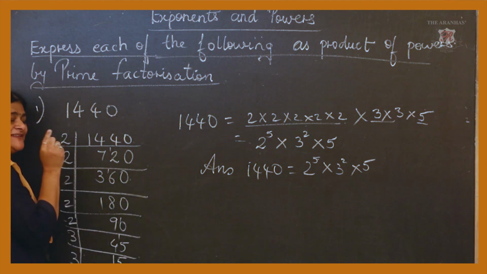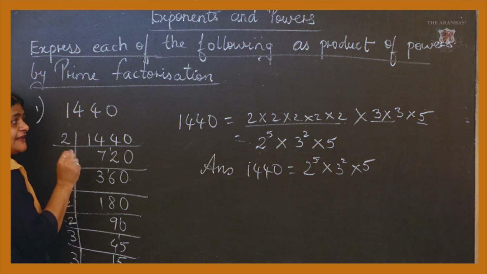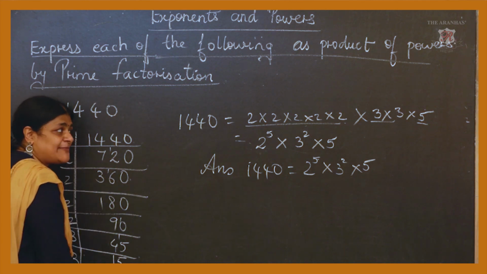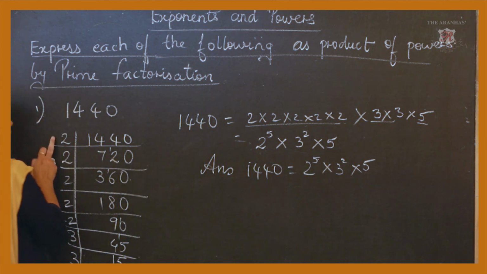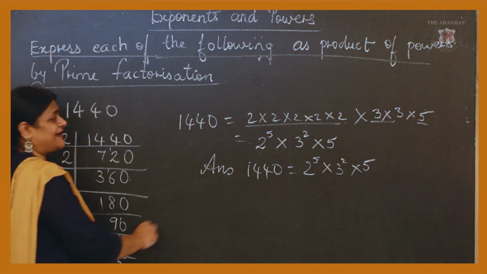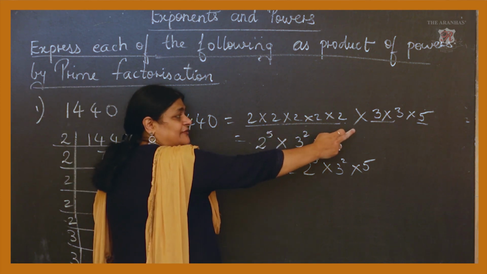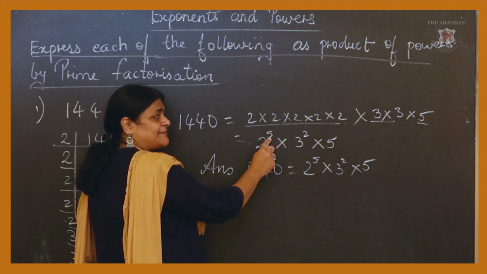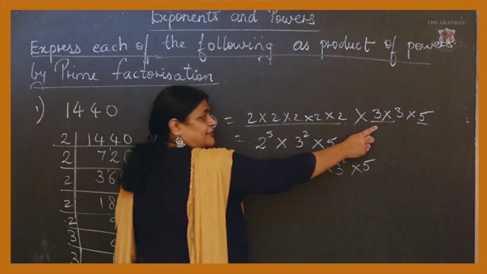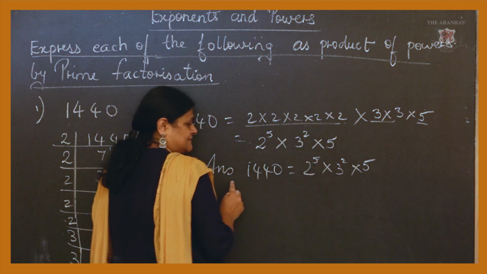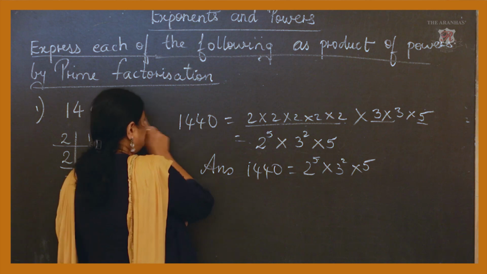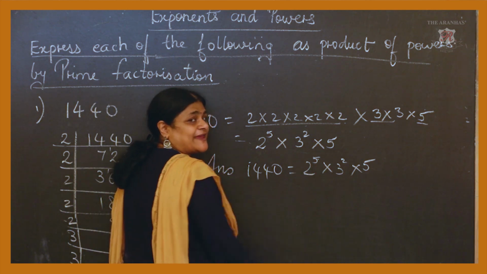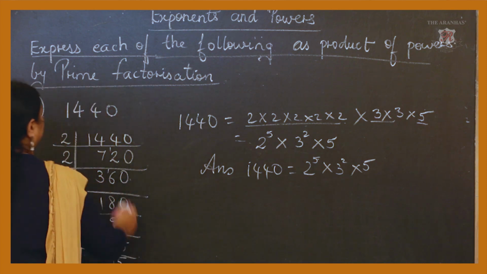So here 1440, which they have given you in the sum, you have to find the product of the powers. After you do your prime factorization method, you get 2 multiplied 5 times, 3 multiplied twice, and 5. That is equal to 2 to the power of 5 into 3 to the power of 2 into 5. So your answer will be 1440, which is the sum they have given, is equal to 2 to the power of 5 into 3 square into 5.